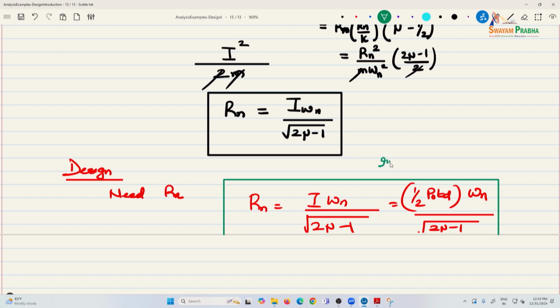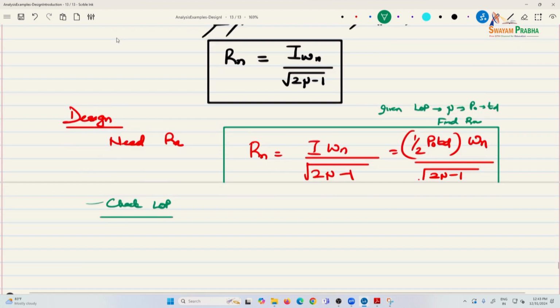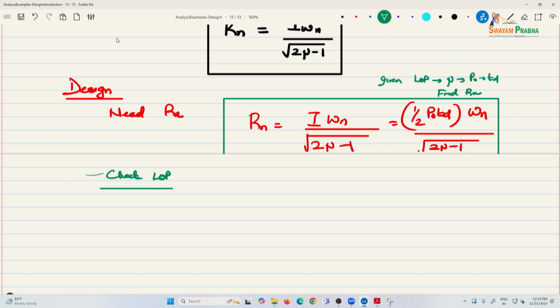Given LOP, mu, P naught, Td, find Rn and design. If you need to check the LOP, so before that we'll just go over a little bit and finish it off.